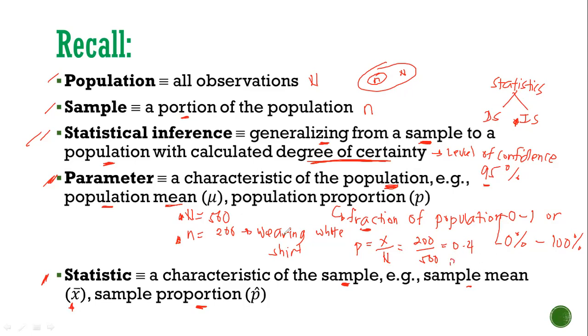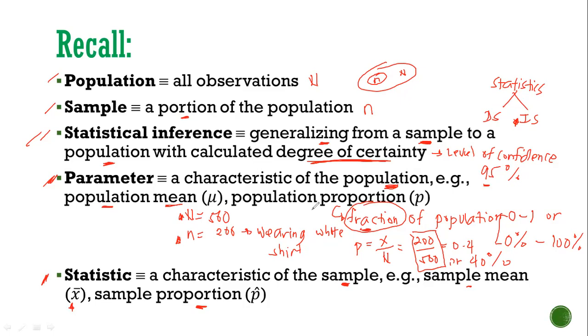Or you can also have here 40%. So it only means that 40% out of 500 is wearing white shirt. So isipin ninyo, proportion is a fraction, fraction of your population. Okay? So kailangan nating i-familiarize kung anong kaibahan ng population mean sa population proportion, kasi later on, we're going to use those concepts.